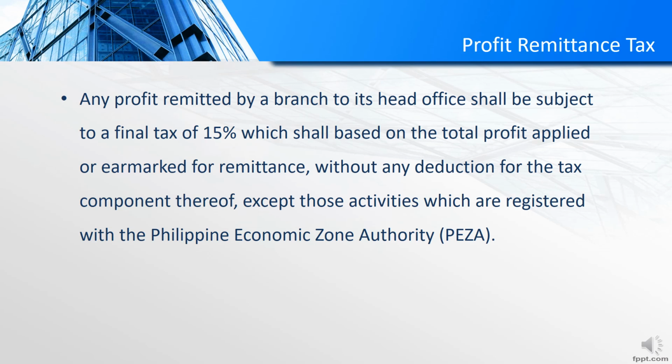Another tax applicable to resident corporations is the profit remittance tax. This is any profit remitted by a branch to its head office, and it shall be subject to a final tax of 15%, which shall be based on the total profit applied or earmarked for remittance without any deduction for the tax component thereof, except those activities which are registered with the Philippine Economic Zone Authority, or what we call PEZA.